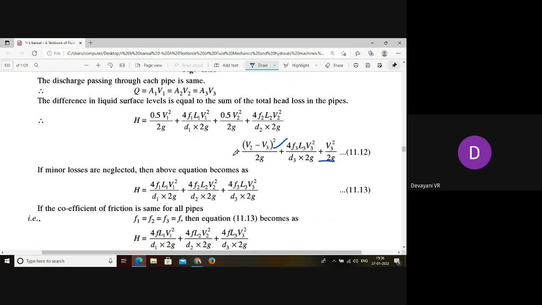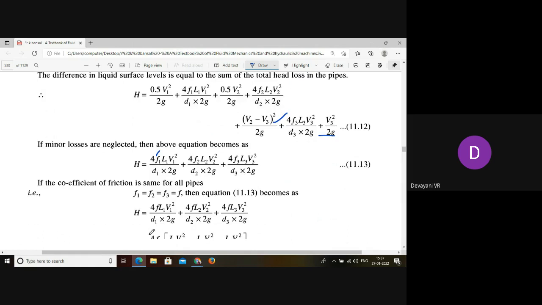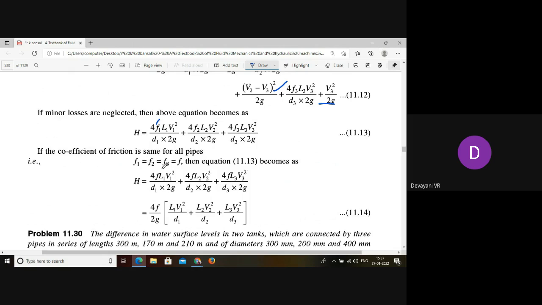And if we neglect the minor losses, which are very, very small, then the above equation becomes H equals 4 F1 L1 V1 square by 2g D1, which is head loss due to friction in the first pipe, plus head loss due to friction in the second pipe, plus head loss due to friction in the third pipe only. And usually the coefficient of friction is very small for all pipes, so we can take F1 equals F2 equals F3 equals F.